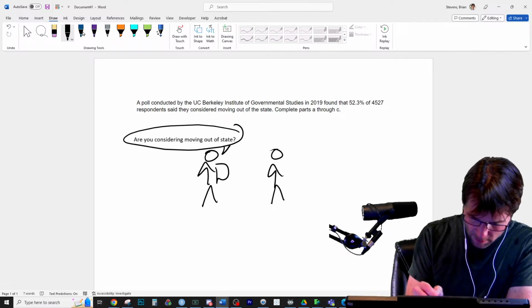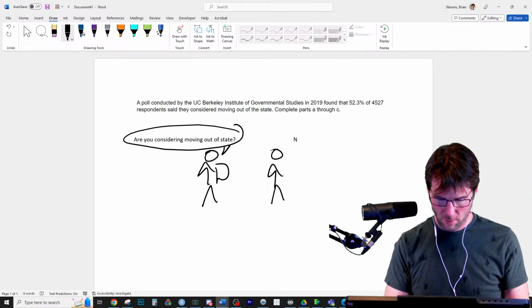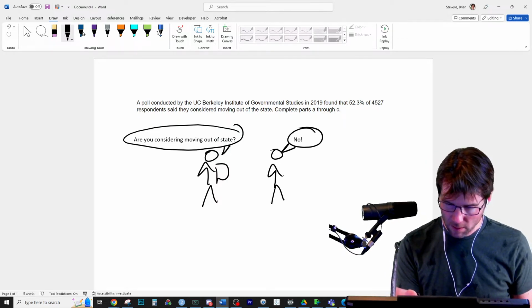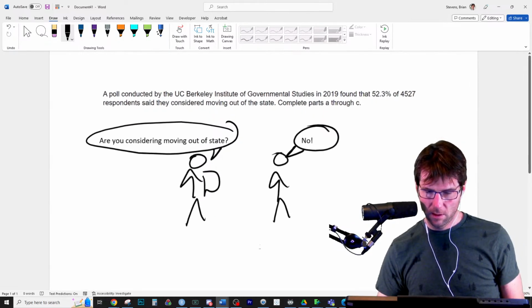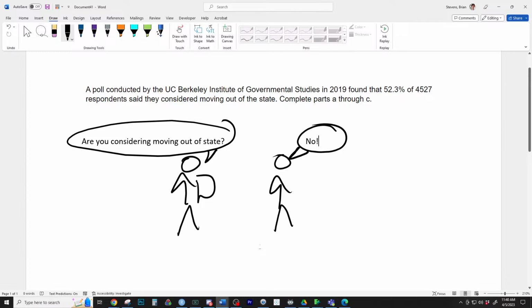And this person said, no. Or maybe yes. So this is what we have to realize is going on right here. They went up and said to people, are you considering moving out of state? And then 52.3% of people said yes. So that person said no. So then what does all this information up here mean?